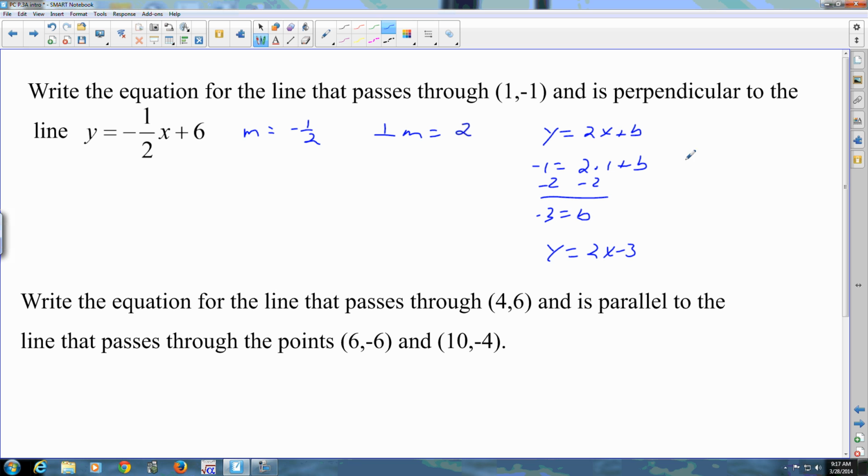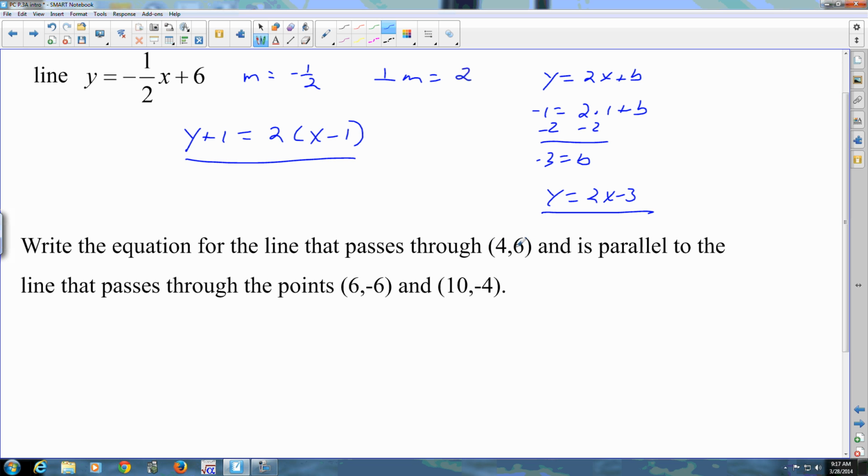Or, since it doesn't say in what format, you guys could just write y plus 1, because you minused it, equals 2 times x minus 1, and you're finished. You can leave your answer right there, or you can do a little more work and find it this way. I will take either answer.